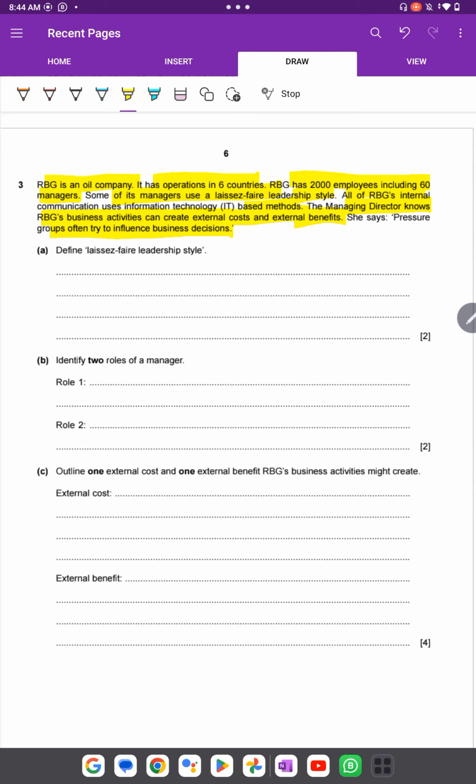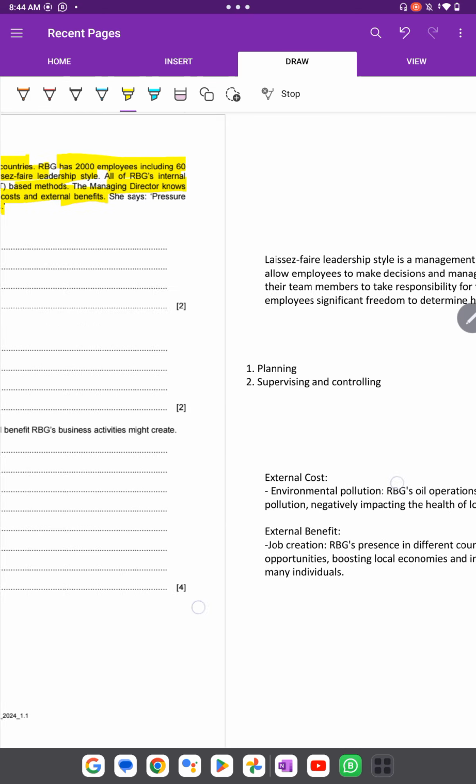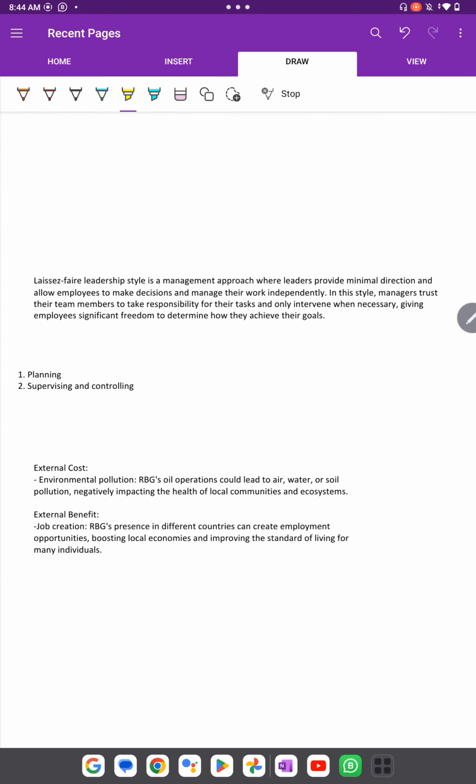Okay, so the first question is: define the laissez-faire leadership style. You just need to write till here. Laissez-faire leadership style is a management approach where leaders provide minimal direction and allow employees to make decisions and manage their work independently.